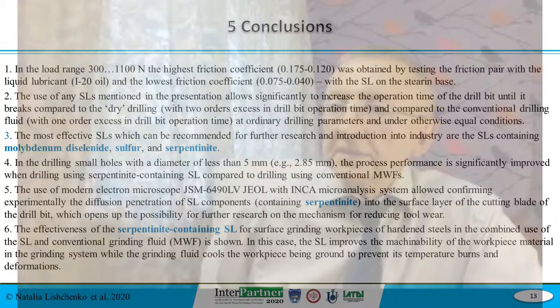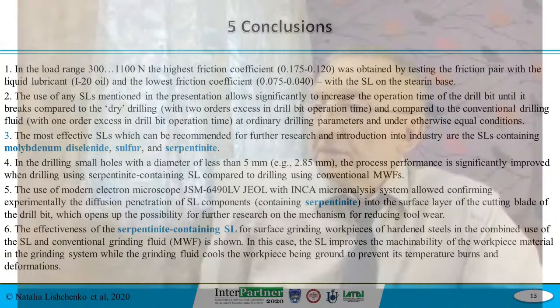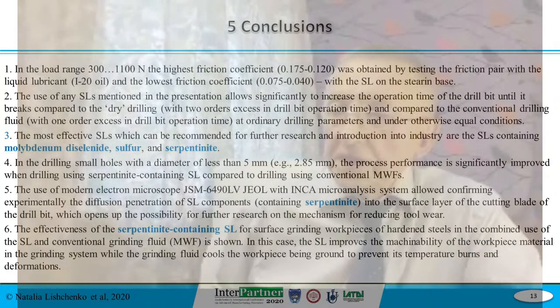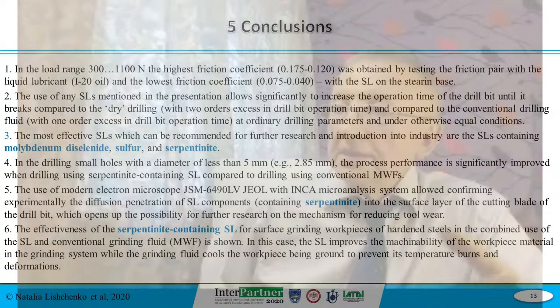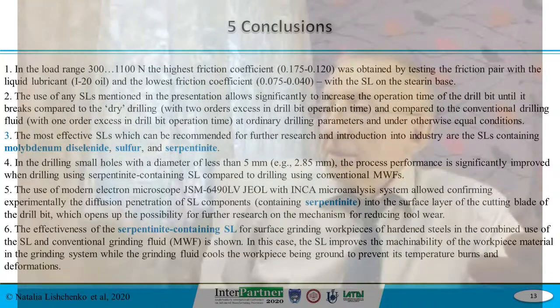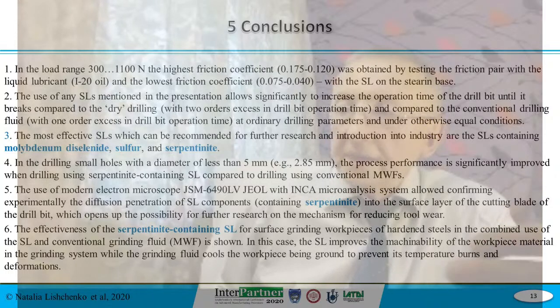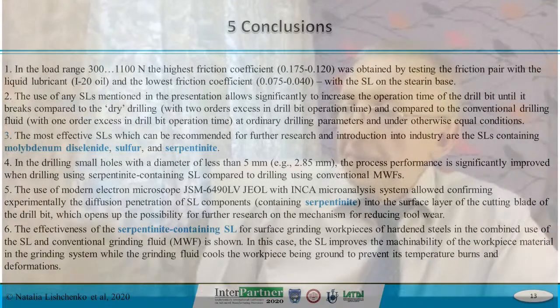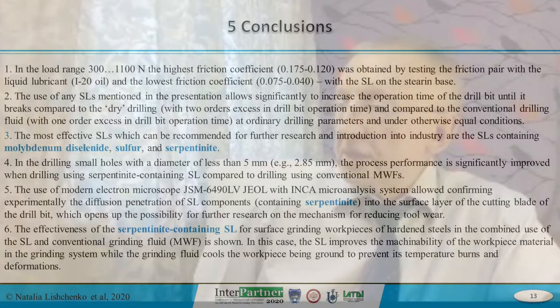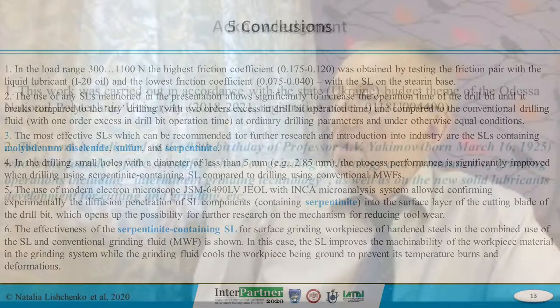And finally, in conclusion number 6, the effectiveness of the serpentinite containing SL for the surface grinding purposes of hardened steels in the combined use of the SL and conventional grinding fluid, that is metal working fluid, is shown. In this case, the SL improves the machinability of the working material in the grinding system, while the grinding fluid prevents its temperature burns and deformation. Thank you. Next slide, number 14.